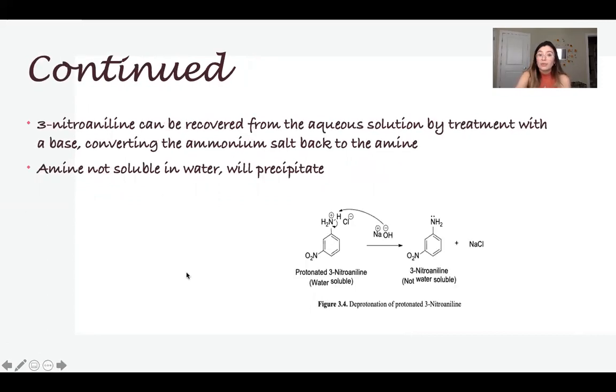3-nitroaniline can be recovered from the aqueous solution by treating with a base, converting the ammonium salt back to the amine. Amine is not soluble in water and it will precipitate.